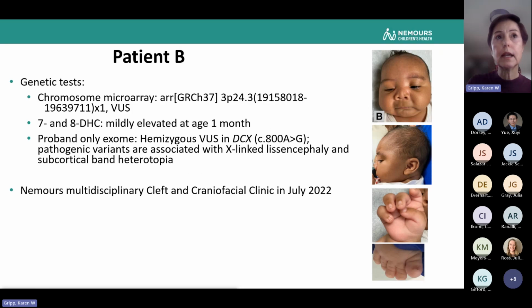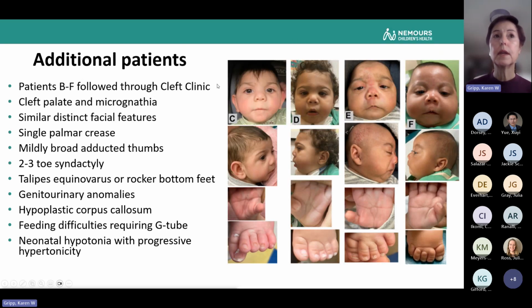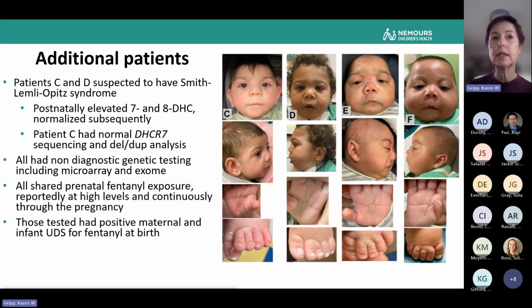And in the cleft clinic at Nemours, there were a number of other patients shown here who had very similar findings of cleft palate, but not a cleft lip, of a single palmar crease, as you see here, and tooth syndactyly. In boys, there were some subtle genital abnormalities. Several of the patients had foot position abnormalities. So there was a clear overlap of findings in these patients. They shared a lot of features, and in none of these patients were we able to make a specific genetic diagnosis.